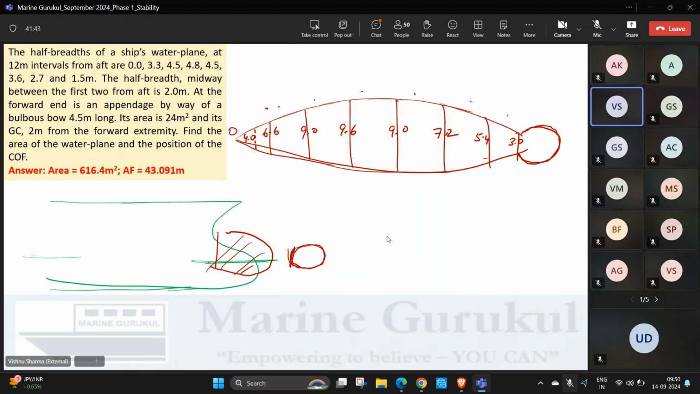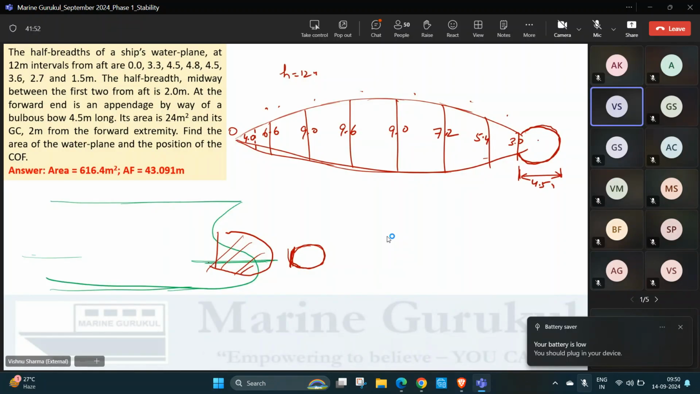Have you understood the diagram, beta? H is 12 meters. This length is 4.5 meters. This area is given as 24 square meters. And the distance of its centroid, G1, is 2 meters from the forward end. Is the question now clear? Yes, sir.